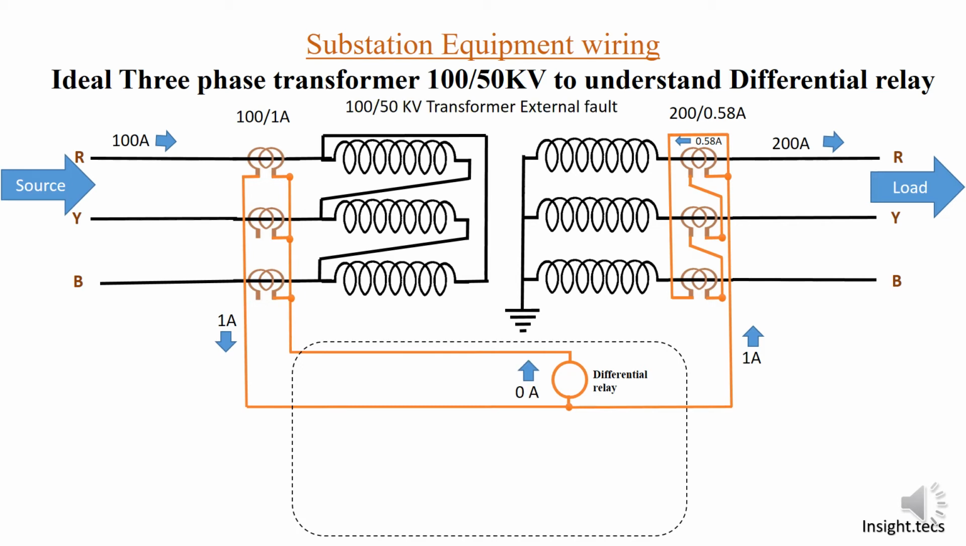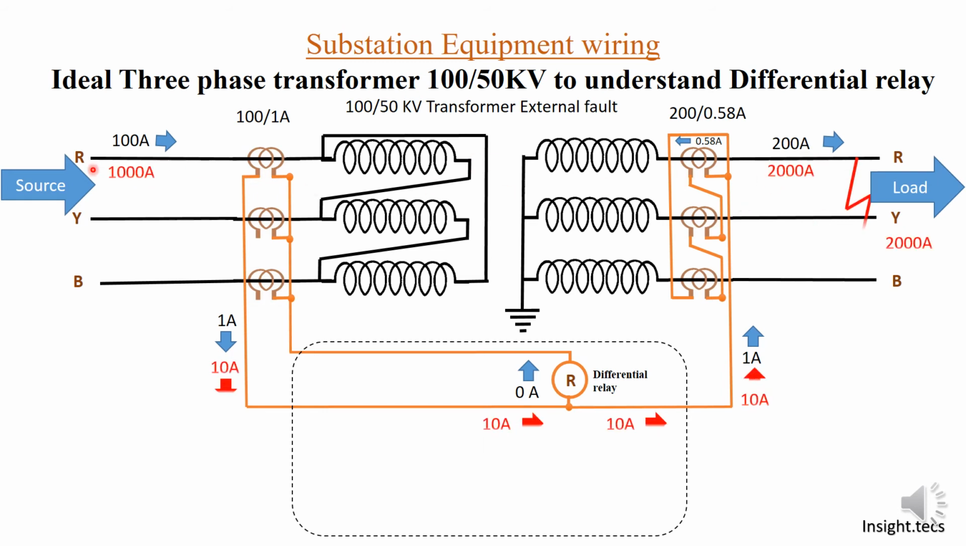So now let us move further and see what happens in the case of an external fault for our delta-star winding connected transformer. Suppose the fault is of 2000 amperes. 1000 amperes will be fed from the primary side and 2000 amperes will be fed to the fault from the secondary side. This 2000 amperes is induced in the transformer.